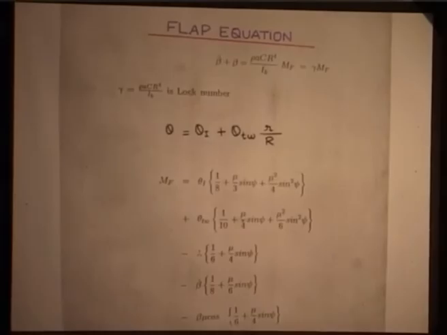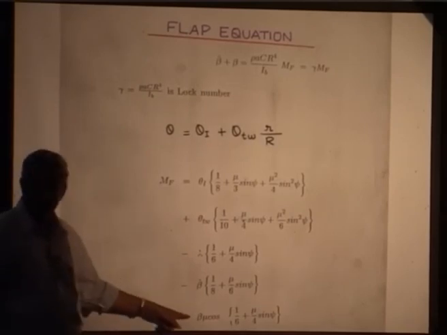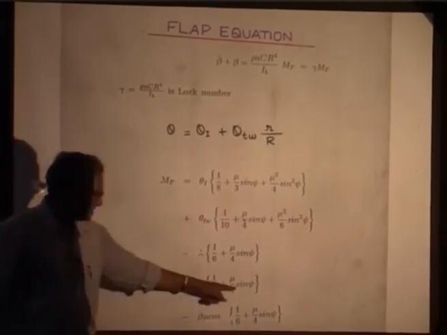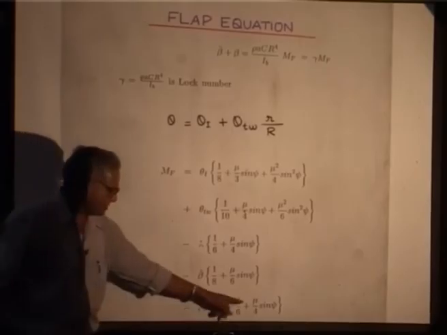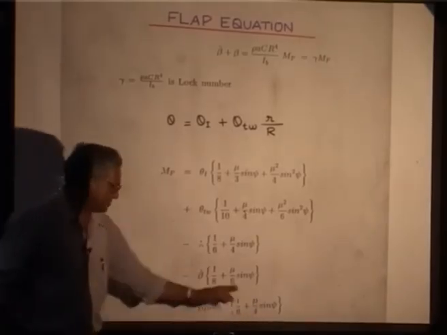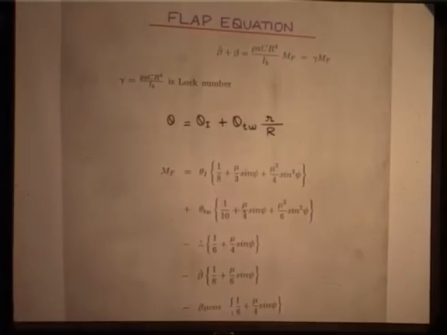Now you are having the flap equation with coefficients which are of sine psi, cosine psi within the coefficients of beta dot and beta. You follow? Because beta dot has a sine psi term, beta has mu cos psi over 6 and then another mu over sine psi. So this will be going mu square over 4, etc.